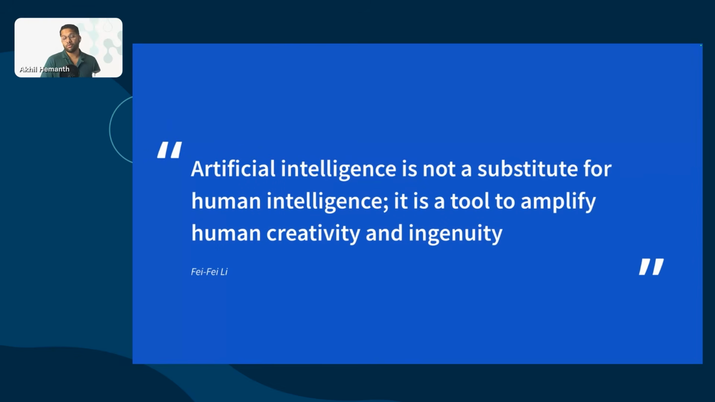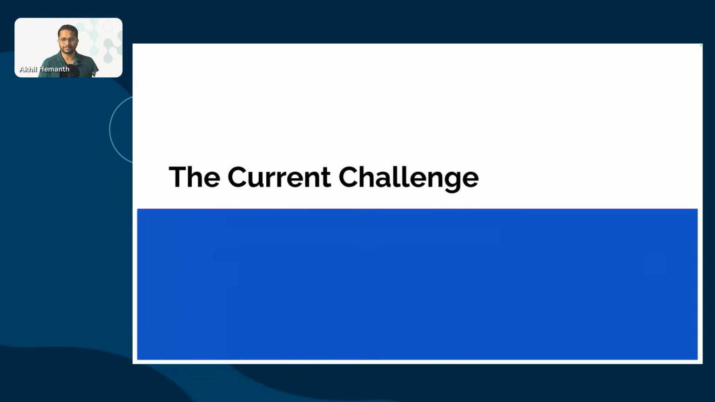So before we begin, I always like to start off the presentation with this famous quote by Fei-Fei Li. Artificial intelligence is not a substitute for human intelligence. It is a tool to amplify human creativity and ingenuity. And this is something that I always go back to as an anchor because yes, AI is cool, but if it doesn't help us improve our workflows and make us more efficient, I feel like it wouldn't be of any use to us, right? So this is almost like a grounding anchor.